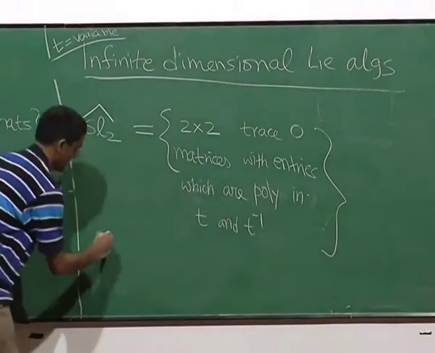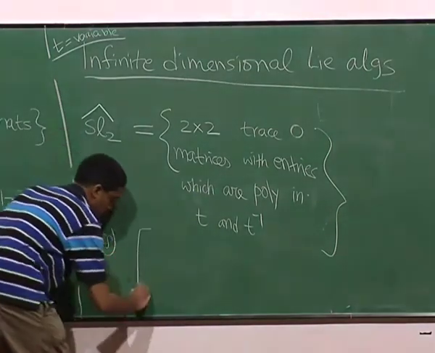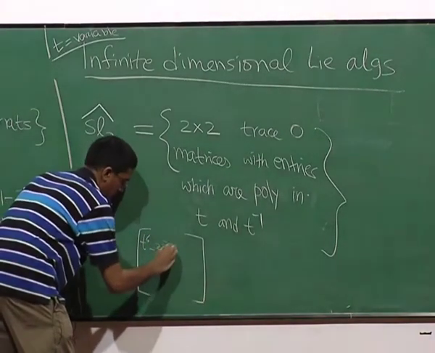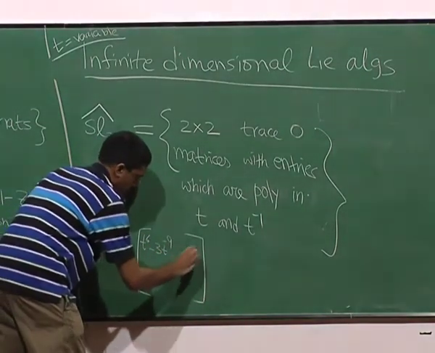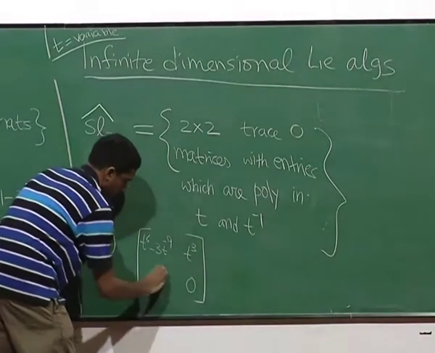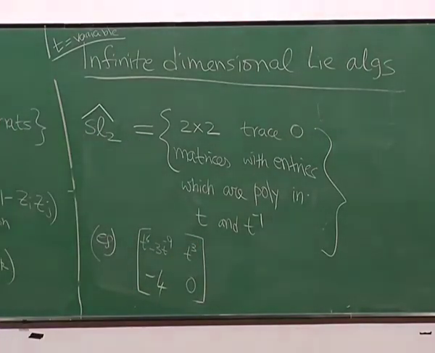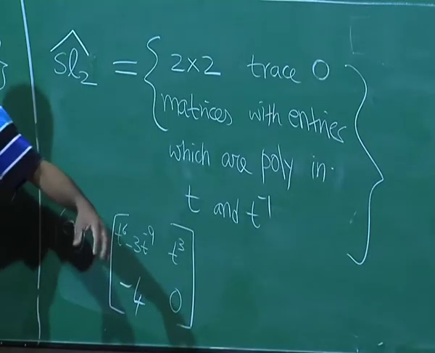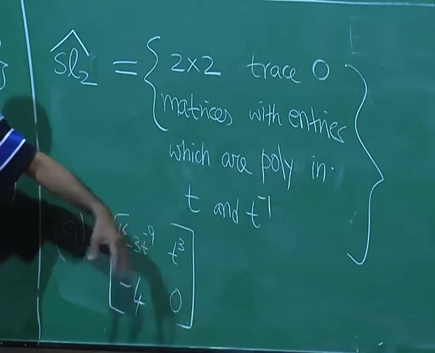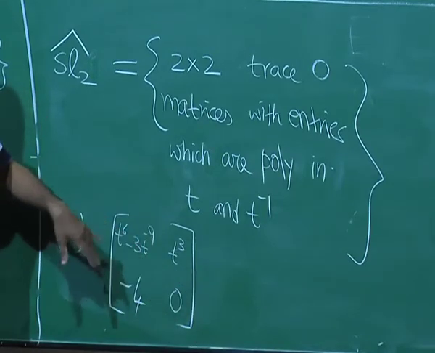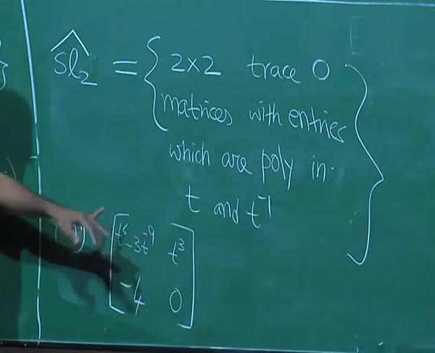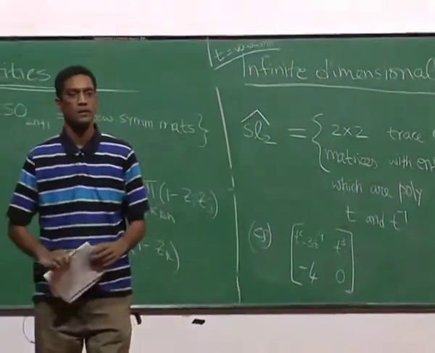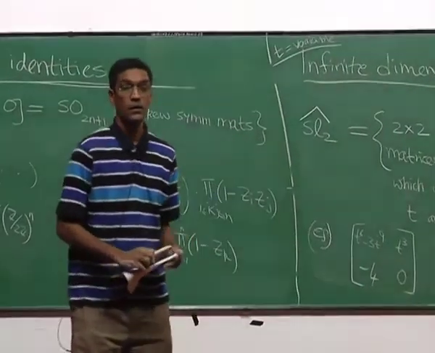Okay, so what do I mean by that? What's an example of a matrix which belongs to this space? Well, I can take T to the 6 minus 3 T to the minus 9, I don't know, T cubed, 0. So here's an example of a matrix which would lie in my space. Right? Every entry should be a polynomial, meaning finite sum or finite linear combination of powers, positive or negative powers of t. That's what I mean by this. Yeah? Trace?